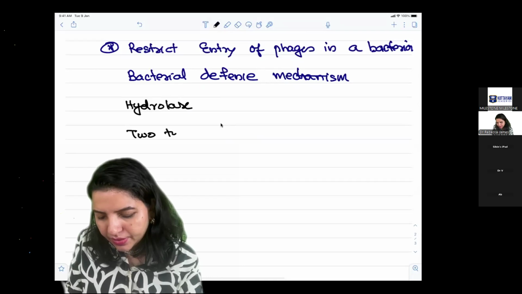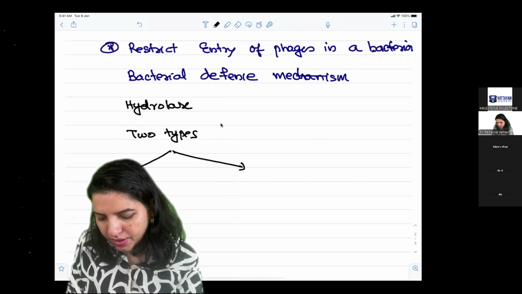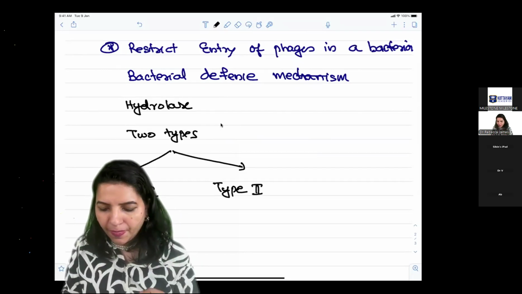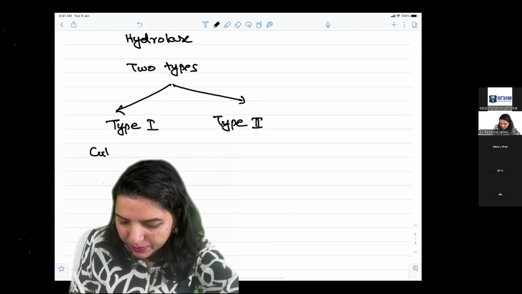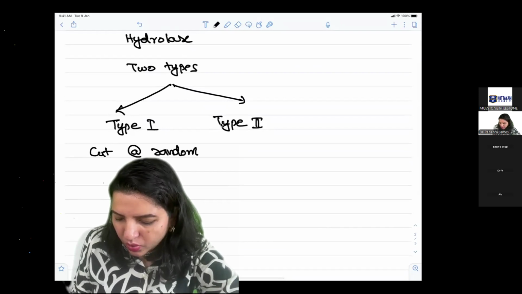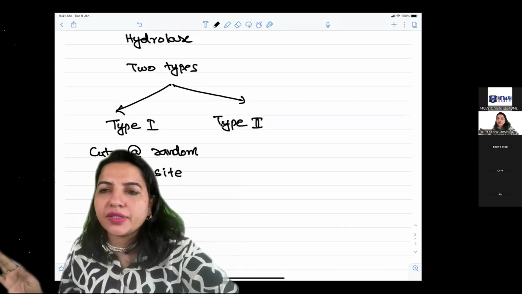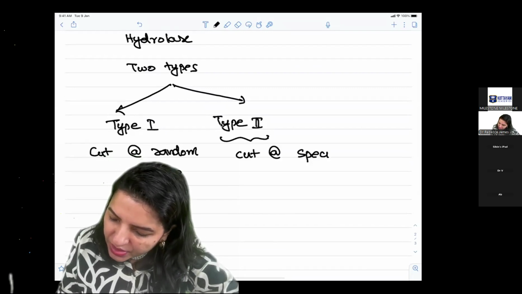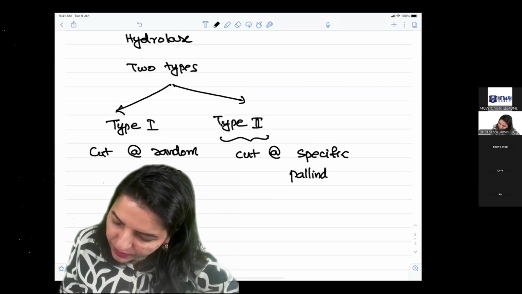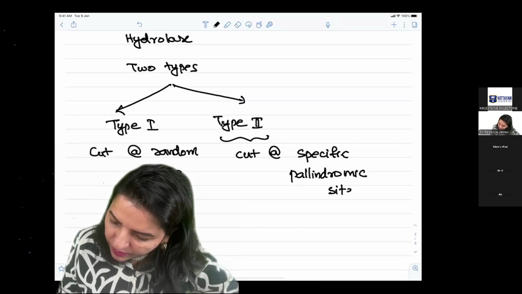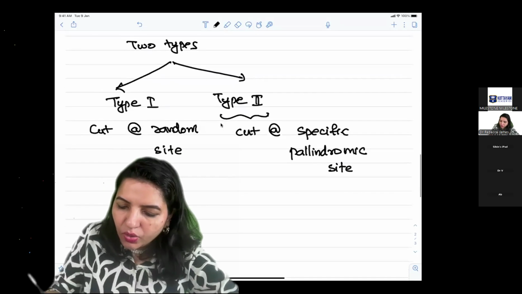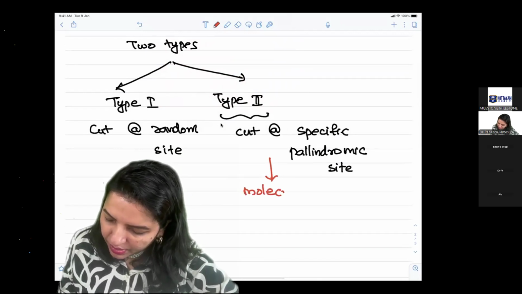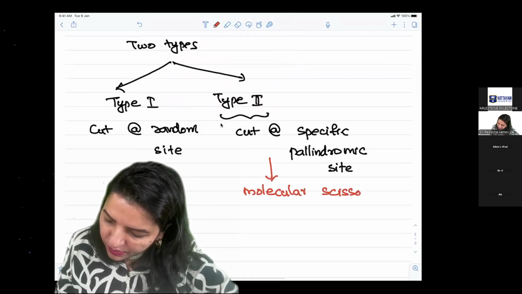Now, restriction enzymes are a type of hydrolase enzyme. Two types are there: type 1, type 2. Type 1 cuts at a random site. Wherever it is convenient, it will cut. But type 2 is not like that. Type 2 cuts at a specific palindromic site. So whenever we say restriction enzyme, that is type 2. These are the ones which we use as molecular scissors, not type 1.